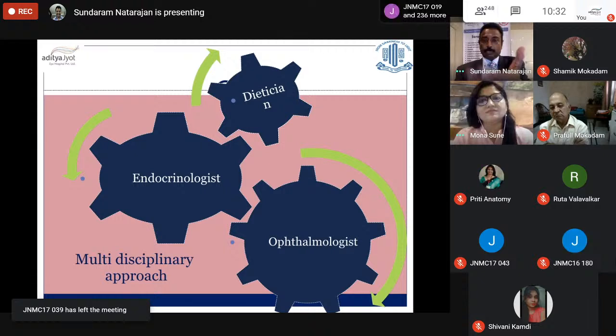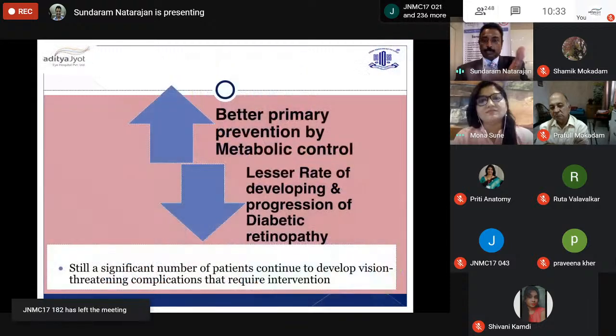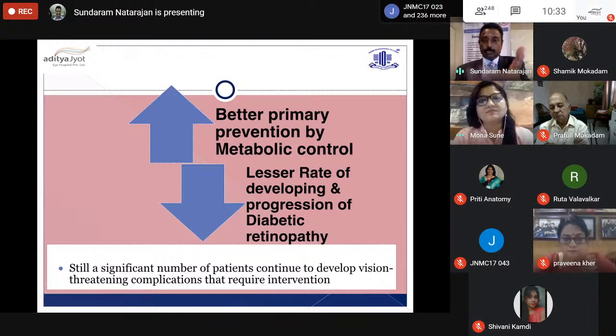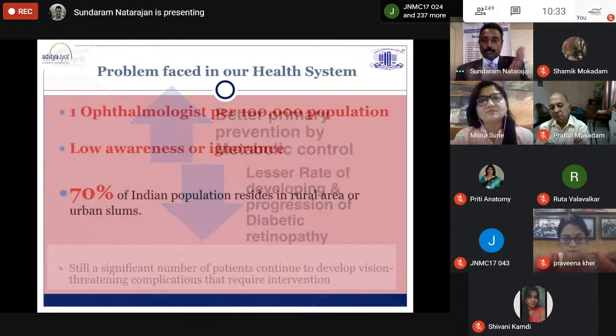We are trying to tell how we tackle the 77 million diabetics. Among them, 50% are not diagnosed. So I don't know how to do this. I'm not contesting election, but I want every individual to know that I'm spreading this news. Better primary prevention and metabolic control mean a lesser rate of developing progression of diabetic retinopathy. Still, a significant number of patients continue to develop vision-threatening complications that require comprehensive treatment.